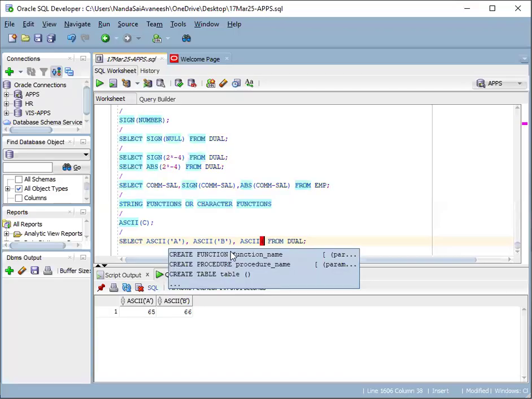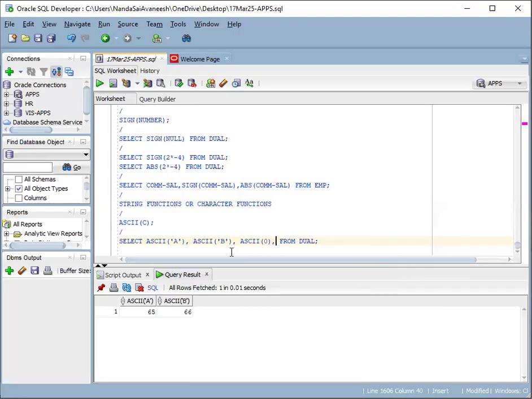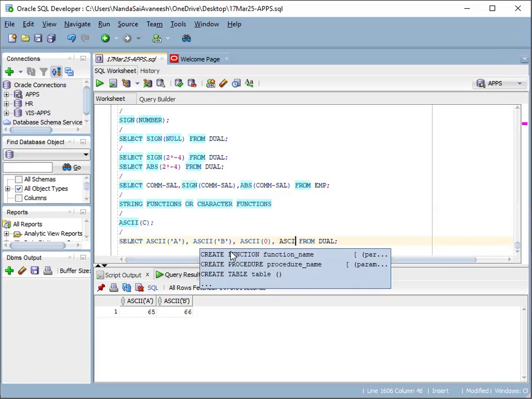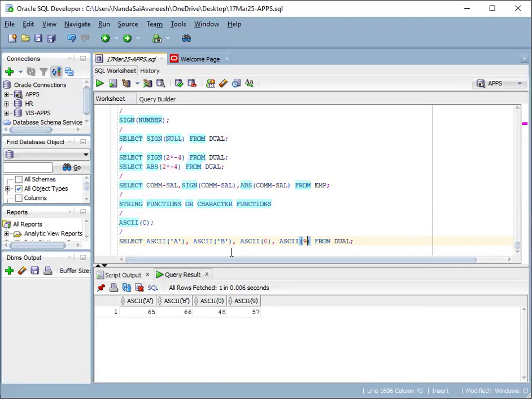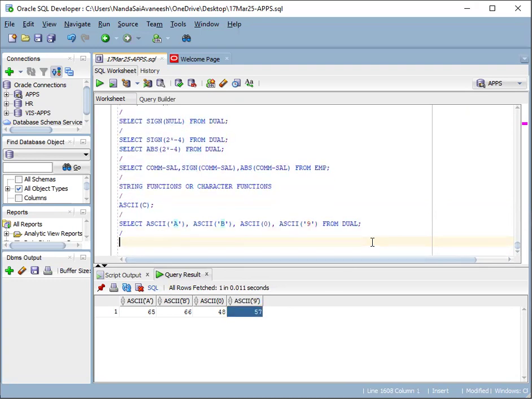ASCII of 0, comma, ASCII of 9. Here I am not providing any single quotes, still I am getting the same value. If you give the single quotes also, you will get the same value. So here 57 is there. So to get the ASCII value, you can use the ASCII function.